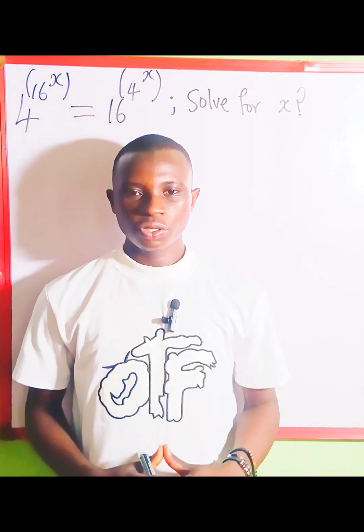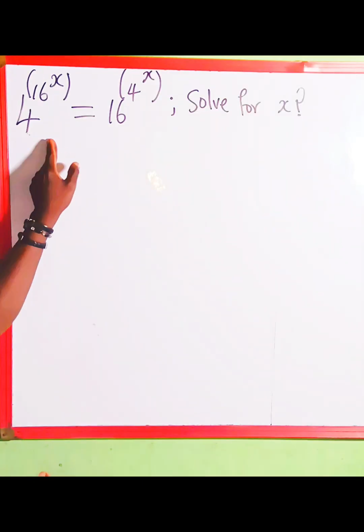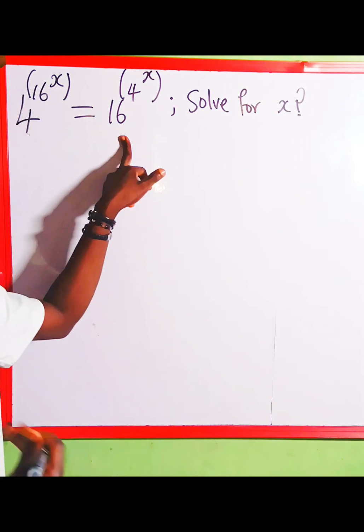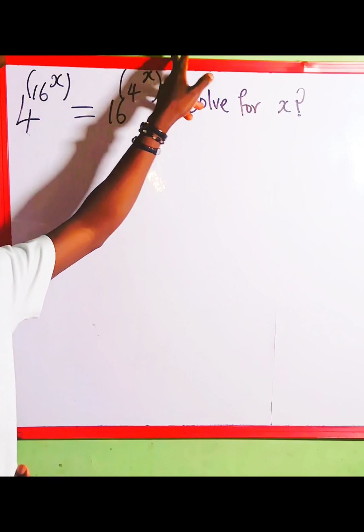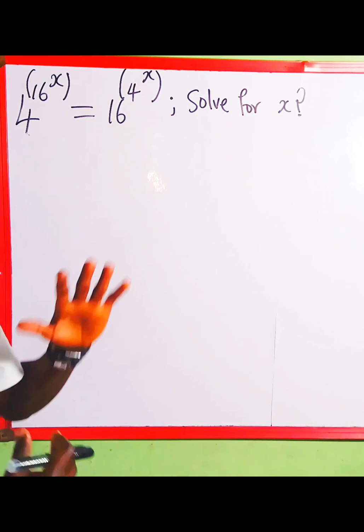Hello everyone, we are going to solve for the value of x from this equation. The given equation is 4 raised to the power of 16 to the power of x, which is equal to 16 raised to the power of 4 raised to the power of x. Then we are asked to solve for the value of x that satisfies this equation.